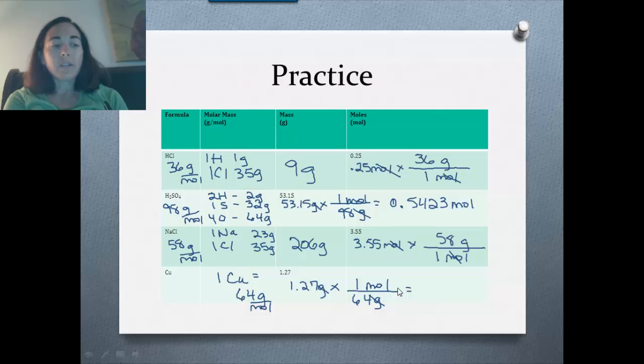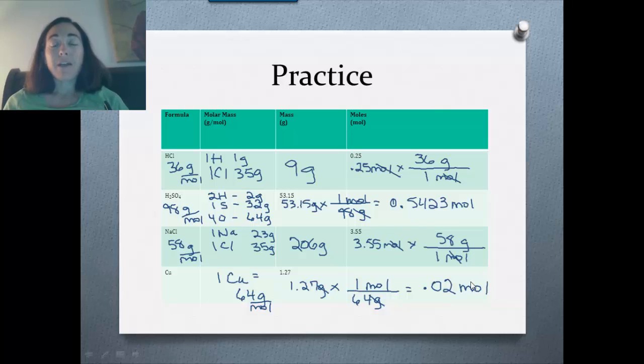So in your calculator, 1.27 times 1, and then divide by the 64 gram number, and you're going to get a lot of decimals in your answer, but we want to round off. We can put 0.02 moles. And that's the answer to convert grams of copper to moles of copper.